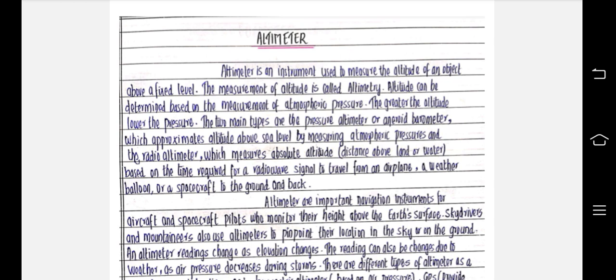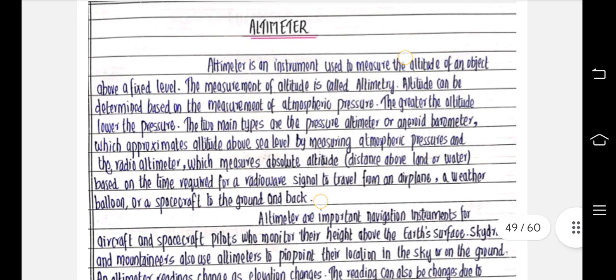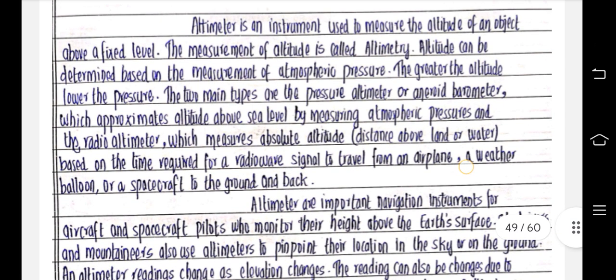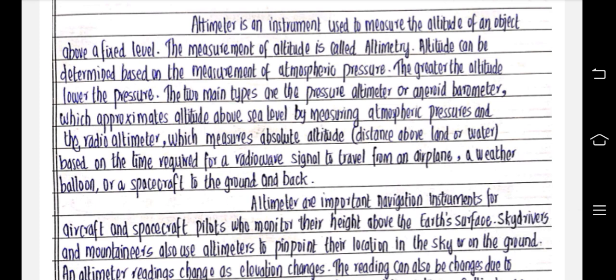Okay, so an altimeter is an instrument used to measure the altitude of an object above a fixed level. You could guess that from the name, altimeter, altitude. The measurement of altitude is called altimetry. Altitude can be determined based on the measurement of atmospheric pressure. The greater the altitude, the lower the pressure.